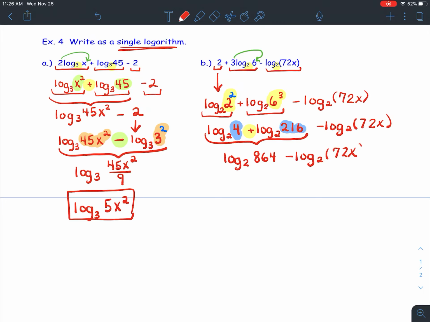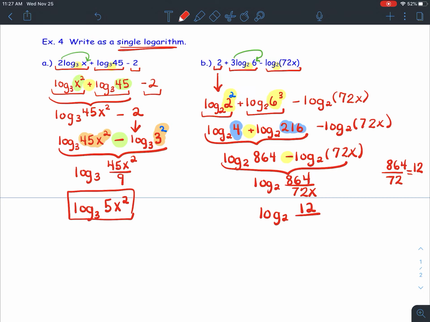And now I can combine the next 2 logarithms. What are we doing with these? We're subtracting these. So when we subtract logarithms, we take the first argument and divide it by the second argument. You might want to check on your calculator if 864 divided by 72 can be reduced. I believe it goes in there exactly 12 times, so that's going to reduce to 12. Notice though, there's still an x in the denominator, so it's 12 over x. That's writing things as a single logarithm.